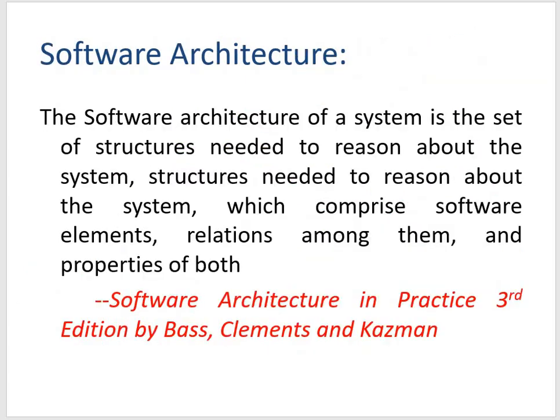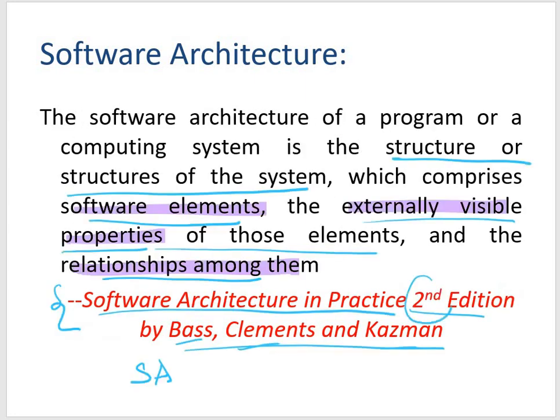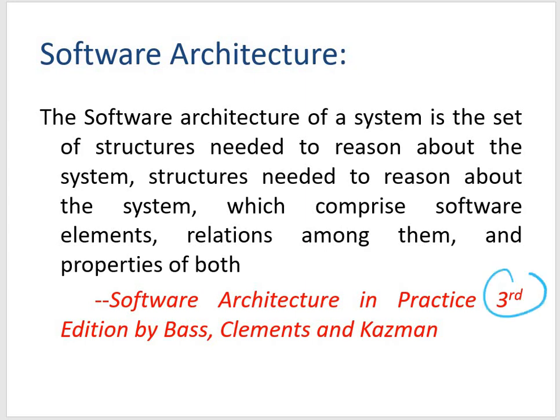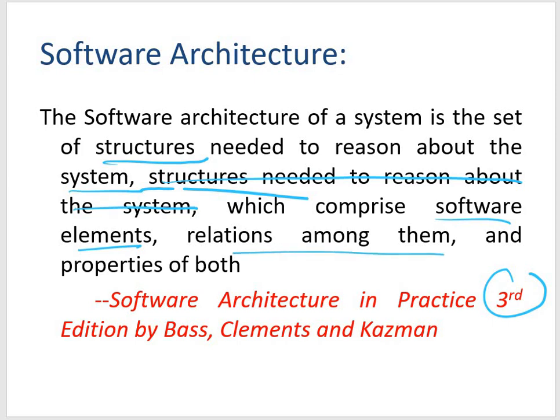So now let's once again revisit that particular definition which was covered a few minutes back from the second edition. Now this time let's cover it from the third edition. Just a minor change: the software architecture of a system is the set of structures needed to reason about the system, which comprises software elements, relations among them, and properties of both.